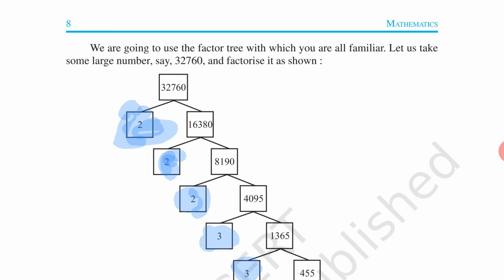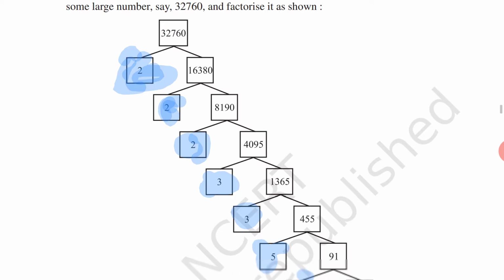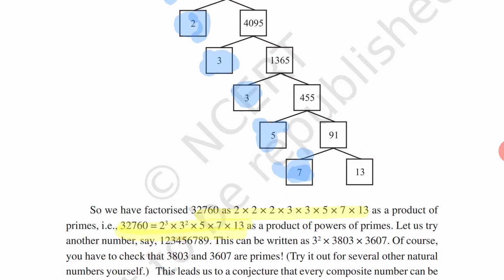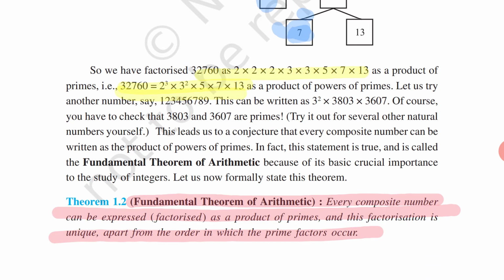So how do we write 32,760 in the prime factorization method? That is 2 into 2 into 2 into 3 into 3 into 5 into 7 into 13. That means 2 is 3 times, 3 is 2 times, so we write 2 to the power 3 into 3 to the power 2 into 5 into 7 into 13. This is the prime factorization of 32,760. So this method is called the fundamental theorem of arithmetic.